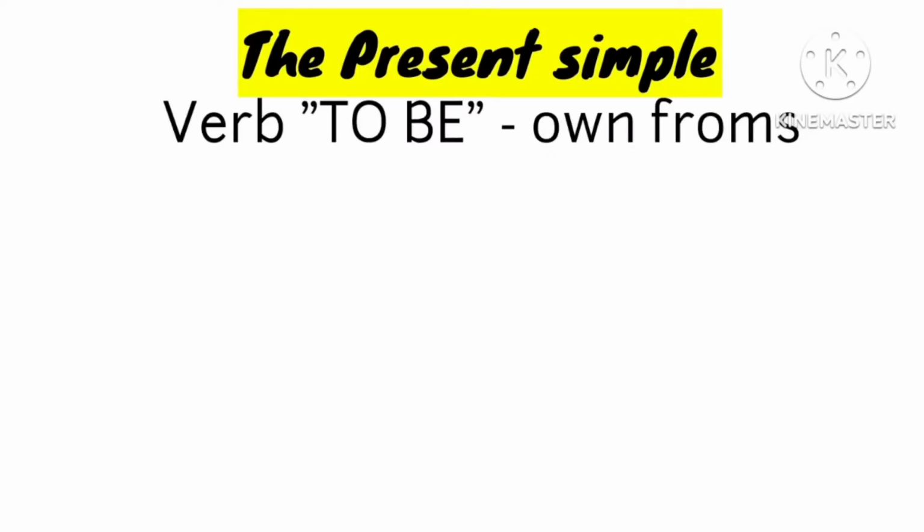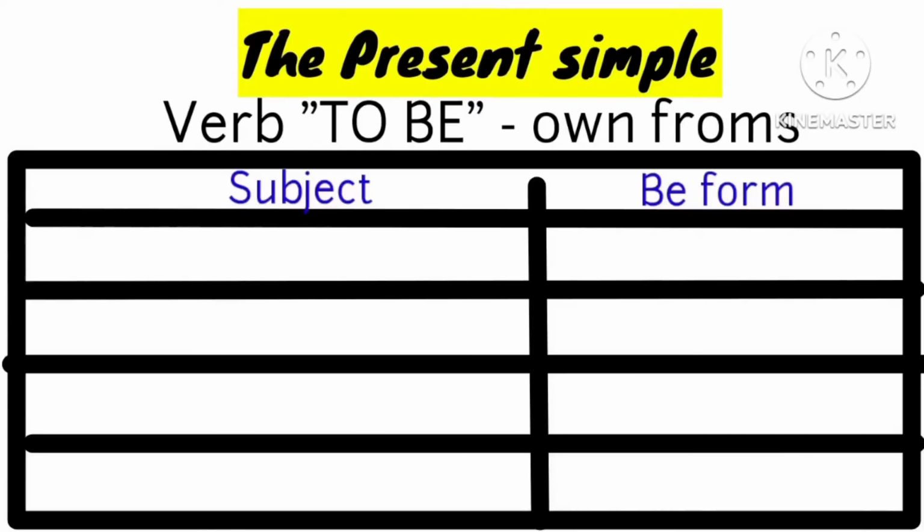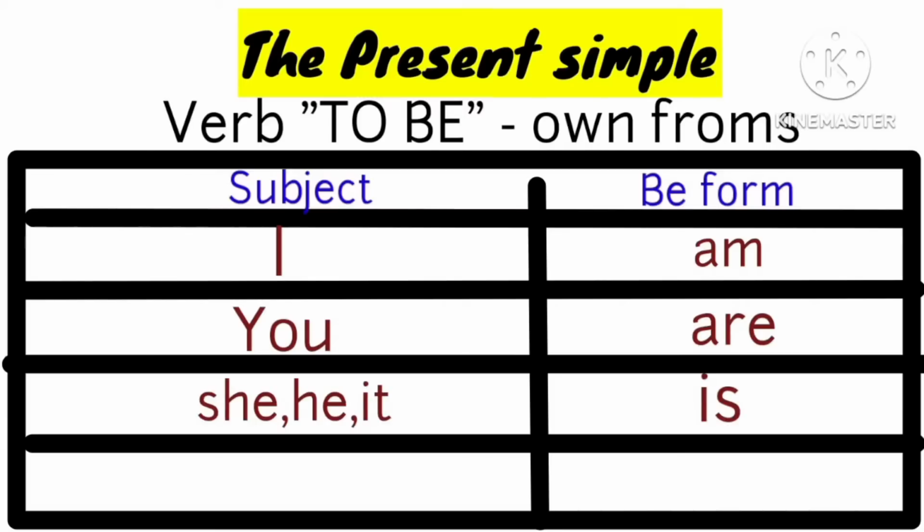However, you also need to remember that in present simple, verb to be has its own forms. For example, we use be form am for I. We use be form are for you. We use be form is for he, she and it. We use be form are for they and we. You need to remember it. If you are a beginner, I highly recommend you to take a note so that you can revise it and get a clear picture of how to use and when to use.